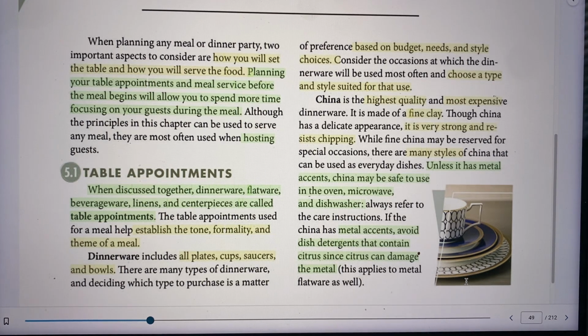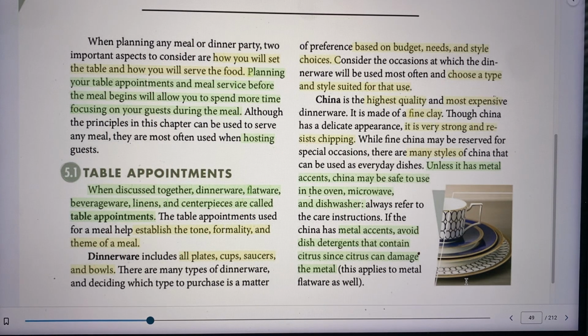So planning your table appointments and meal service before the meal begins will allow you to spend more time focusing on the guests. You'll feel more comfortable instead of just having them show up and then say, okay, well, how are we going to do this? Sometimes I've done that and it gave me a lot of stress, so it's good to know ahead of time.